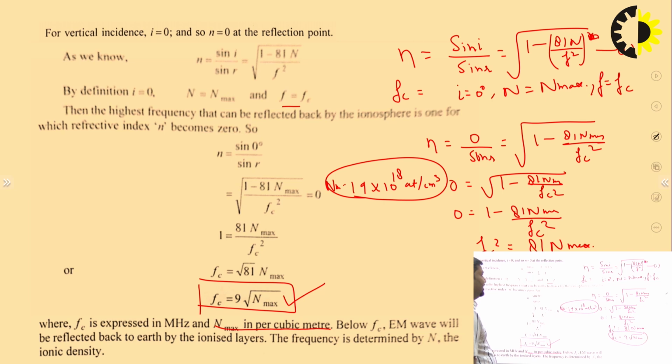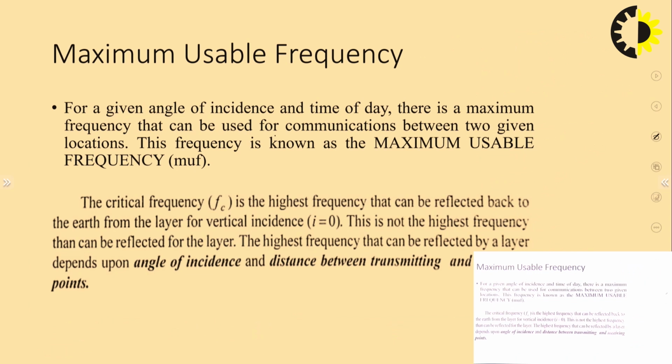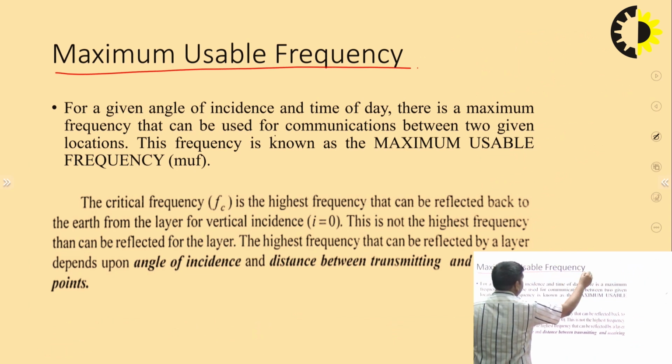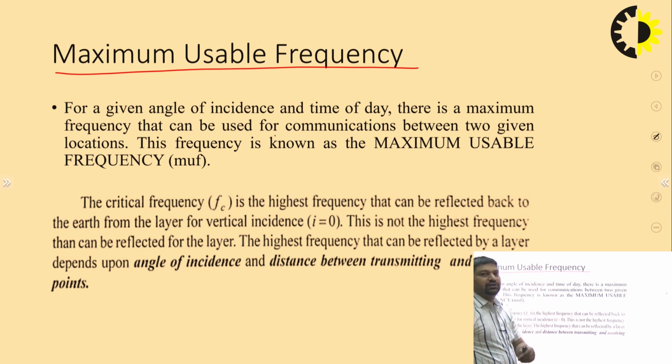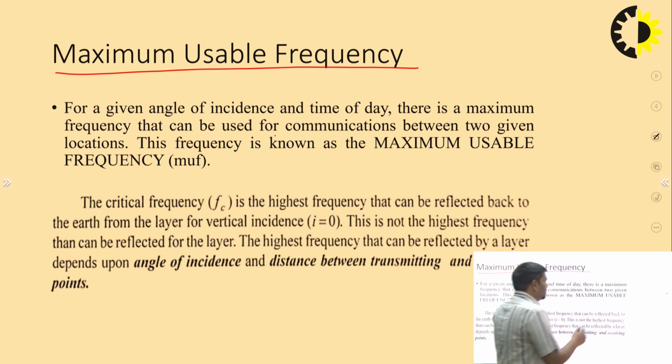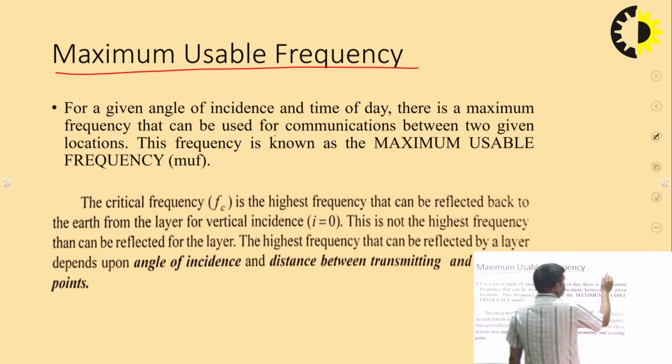So we easily find the critical frequency of the D layer, E layer, F1 layer, F2 layer, or any layer, if the maximum electron density of that particular layer is given. Next is the maximum usable frequency. What is the meaning of this? This is the frequency of that particular area which has to be transmitted and reflected back to the receiver side. That particular frequency is called the maximum usable frequency.